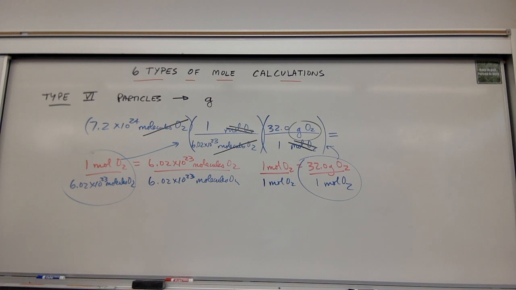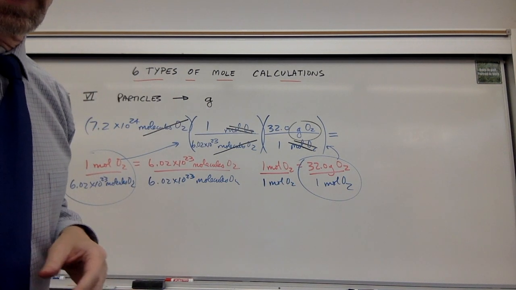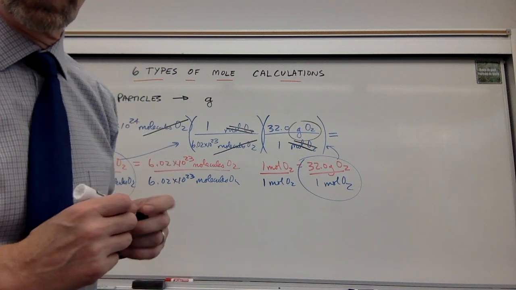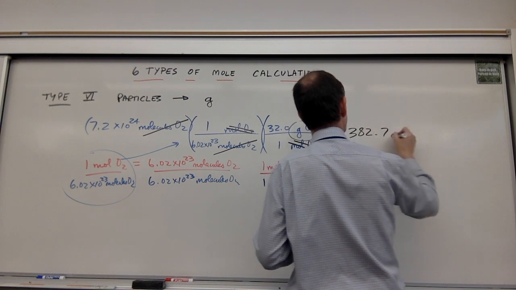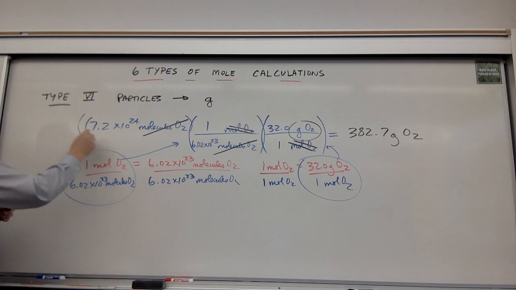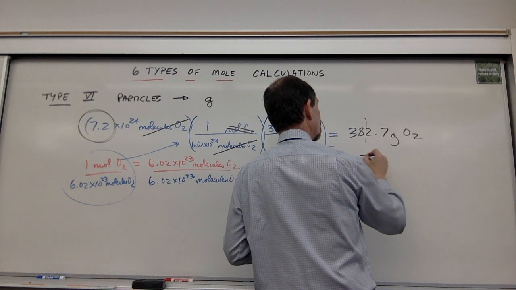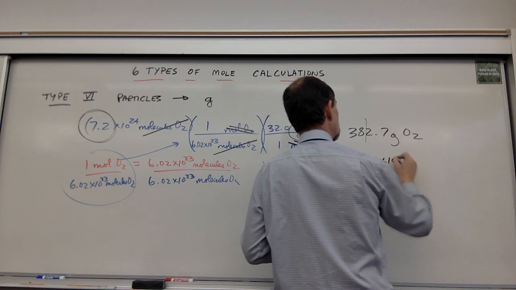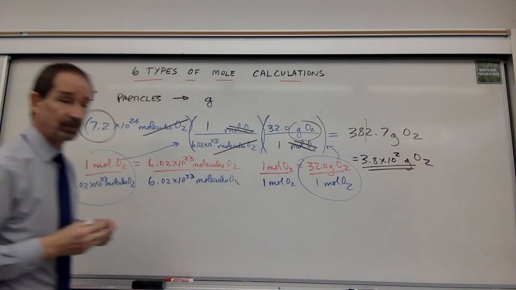7.2 times 10 to the 24th divided by Avogadro's number is about 12. 12 times 32. In this case, I did the math ahead of time, works out to be 382.7. 382.7 grams of oxygen gas. Once again, I come back here and go only two significant figures. So I have to stop there and go 3.8, 10 to the 2 grams of oxygen. And that would be my final answer.